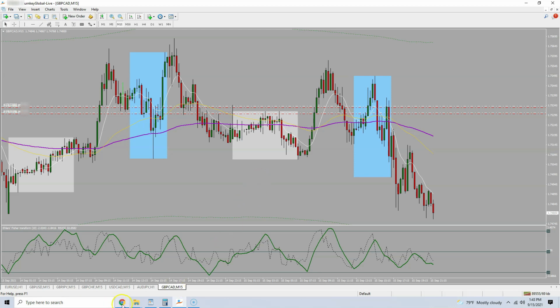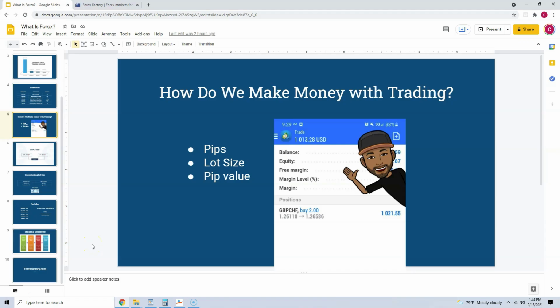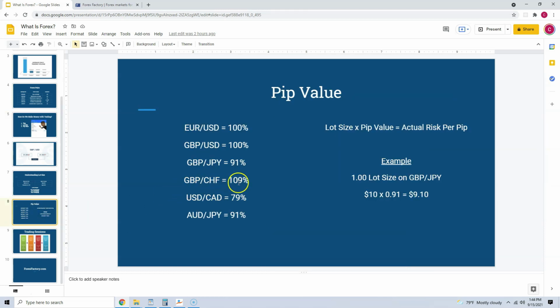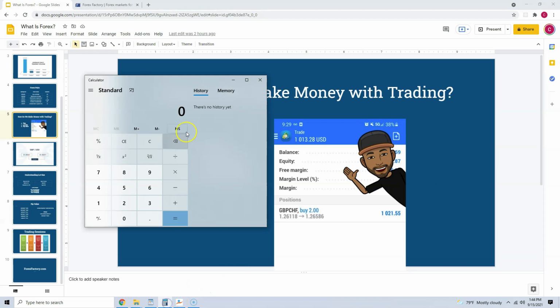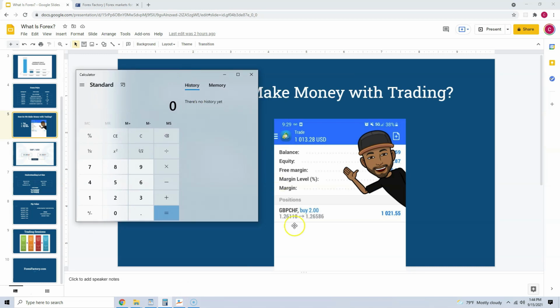And yeah. Okay, now that we know what pips, lot size, and pip value are, let's take a look back at this slide right here, and let's bring up a calculator. So just remember, this is a trade I got in on GCHIF, which the pip value on GCHIF is 109%. So it's actually more than 100%. Let's pull up the calculator and let's make this make a little more sense.